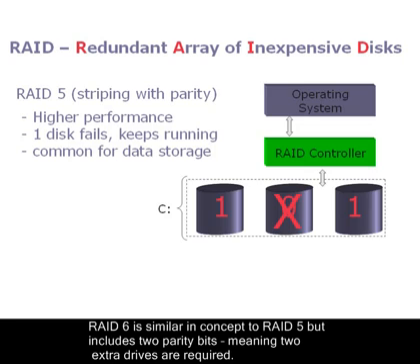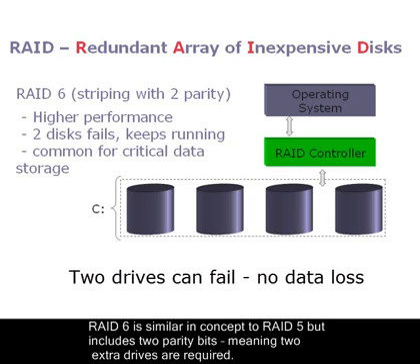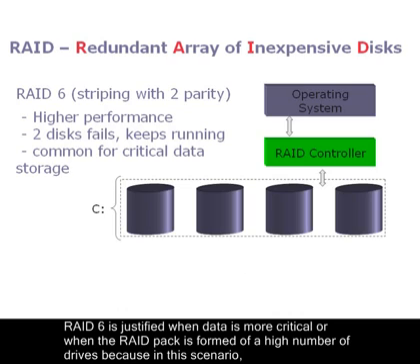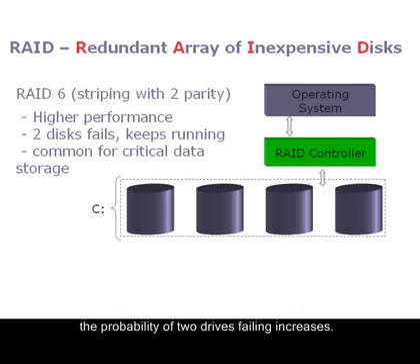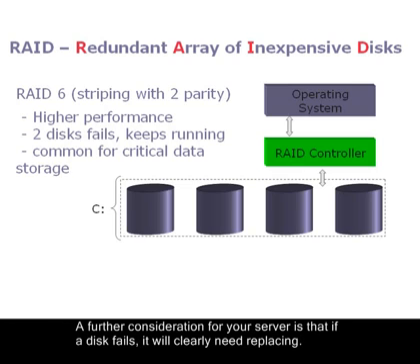RAID 6 is similar in concept to RAID 5, but includes 2 parity bits, meaning 2 extra drives are required. RAID 6 is justified when data is more critical or when the RAID pack is formed of a high number of drives, because in this scenario, the probability of 2 drives failing increases. The theoretical minimum number of drives for RAID 6 is 3, but in practice it is normally used for bigger RAID packs.